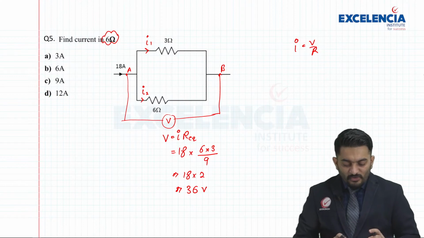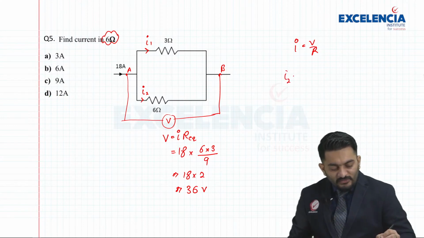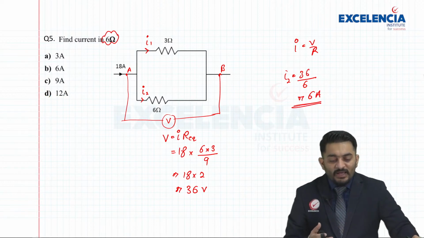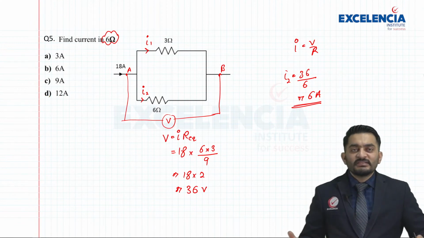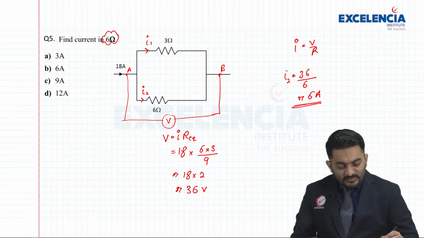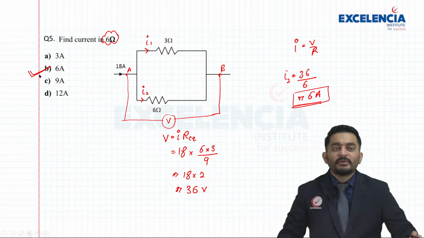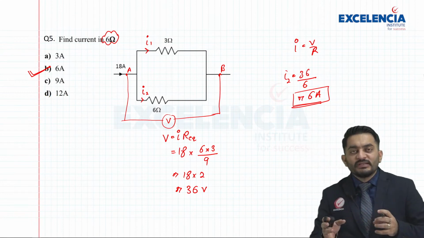If you have this value of voltage, there is no harm in calculating the I2 value, which is 36 divided by 6, and it's going to be 6 amp. The reason for that is what? The 3 ohm and 6 ohm are connected in parallel, and for parallel, the voltage is going to remain the same. This is a fundamental rule which we know. That's the reason we can simply conclude that the value of current is going to be 6 amp.